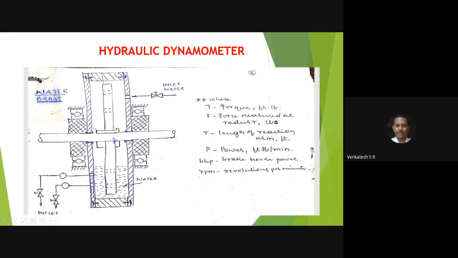Before starting the machine, see the loading and the speed of the shaft. You can measure the RPM of the shaft by using a tachometer. Then fill the tank to 1/4 capacity, run the turbine or the motor, and note down the speed of the shaft. That's the first reading.